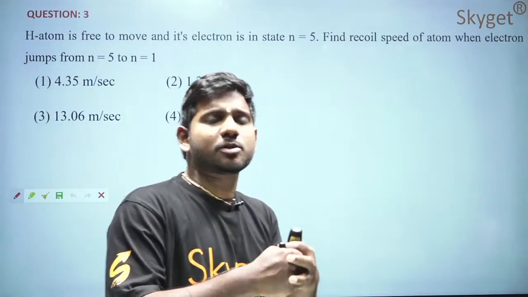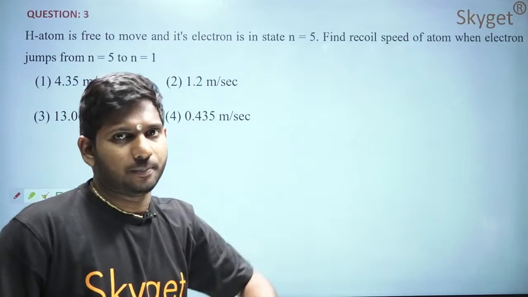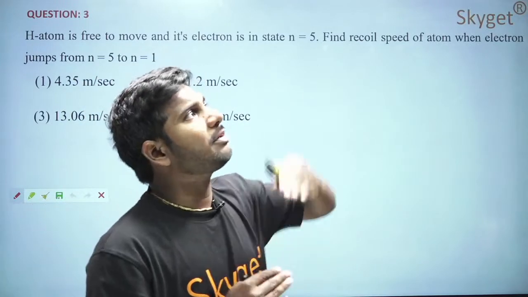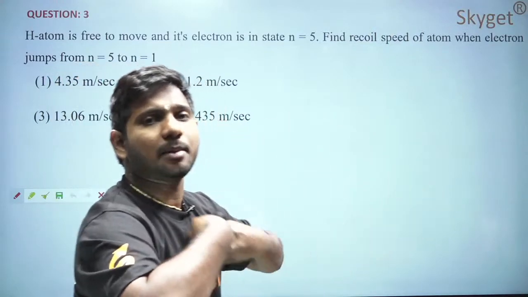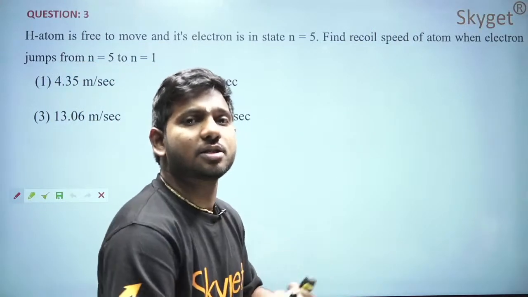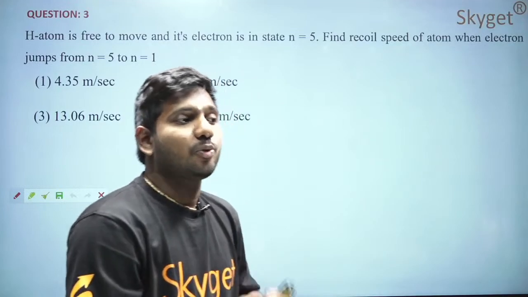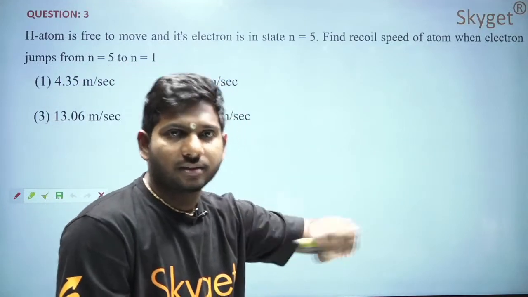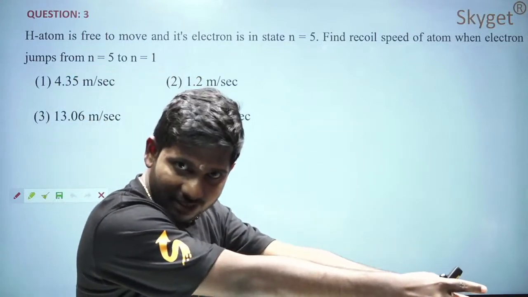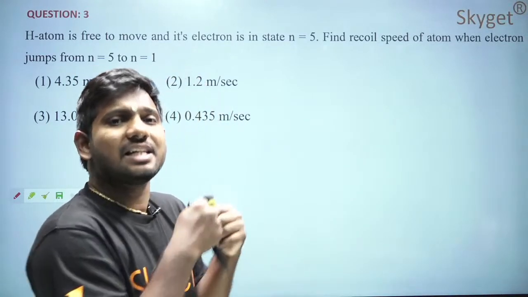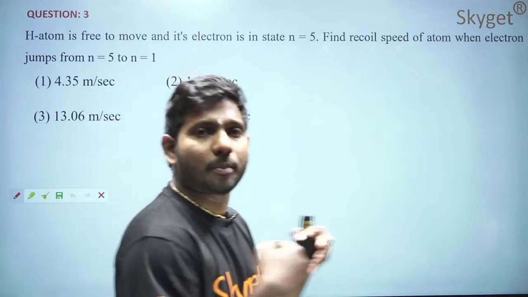So when the electron jumps from the 5th orbit to the 1st orbit, what will happen? It is going from a higher energy to a lower energy, so it will release an amount of energy as photons from the atom itself. When the photons go with some energy, they go with some momentum as well, isn't it, students?